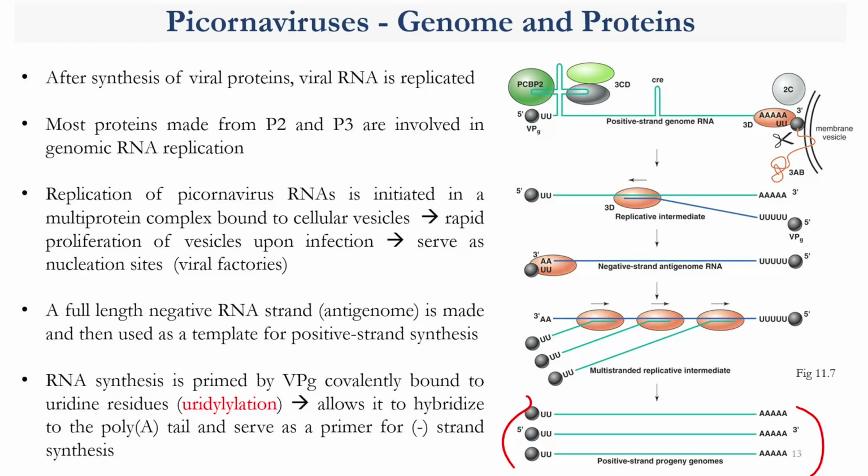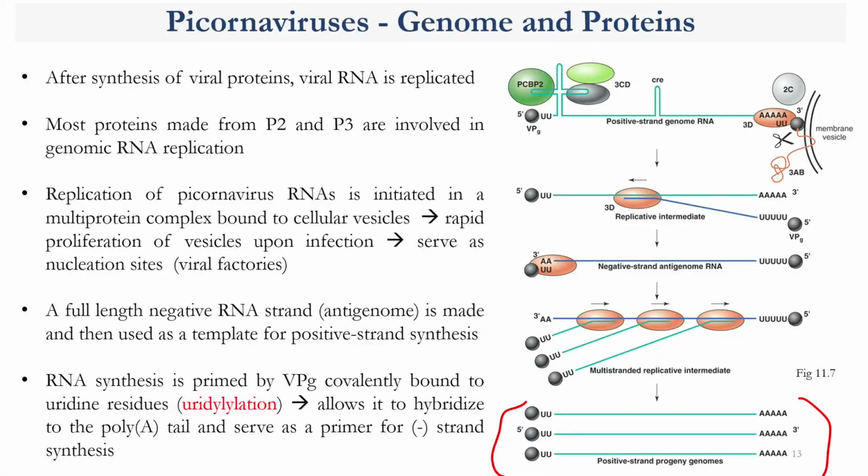Now again, your VPG needs to be attached, okay? So you attach the VPG to this UU. And see what's happening here. You see these two U's? That's what's base pairing with your positive strand genome, okay? So as a result, you're gonna make multiple copies, and now you have replicated genome, okay?